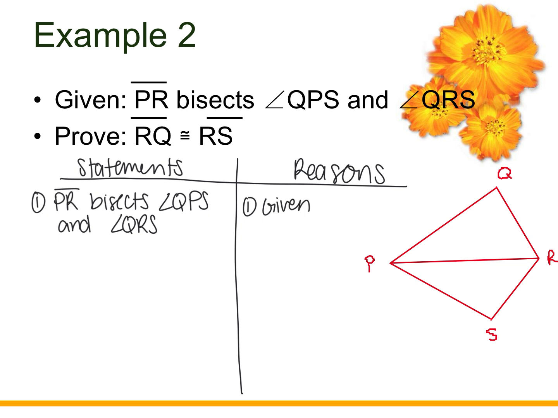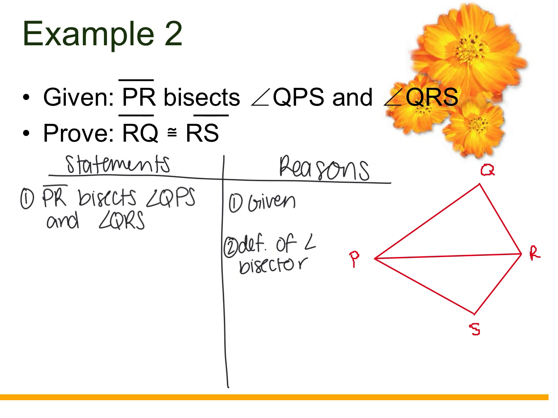They want me to prove that RQ is congruent to RS. Okay, they want me to prove those segments. So after something is being bisected, what should I have next? Good, I'm going to have definition of, I'm dealing with angles, so I'm just going to put my angle sign, bisector. Keep in mind it's bisecting 2 angles. So I'm going to have 2 pairs of congruent angles.